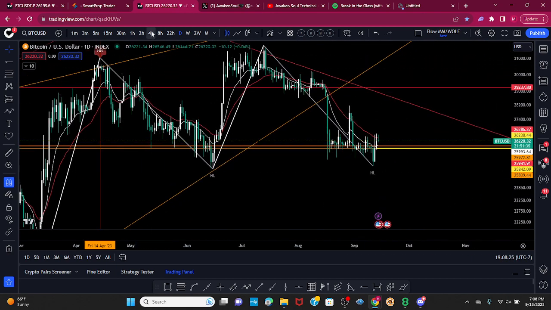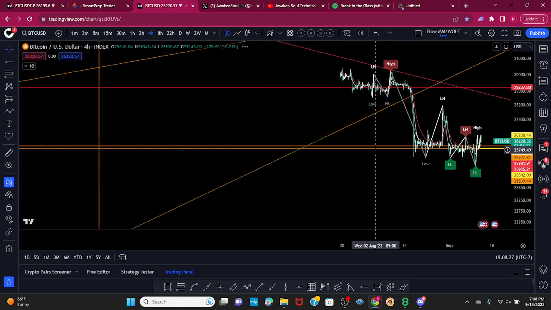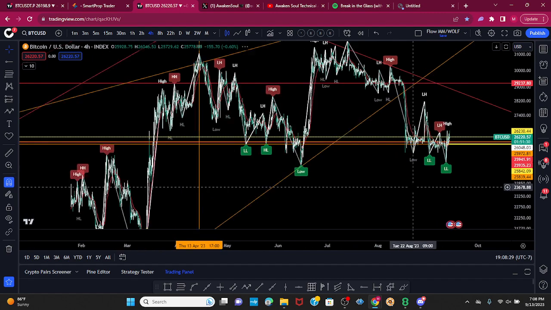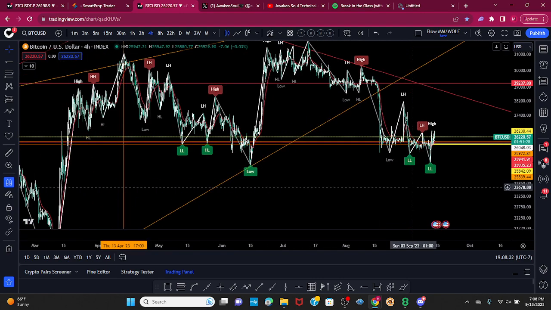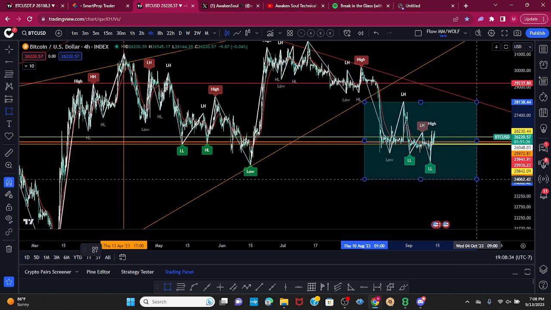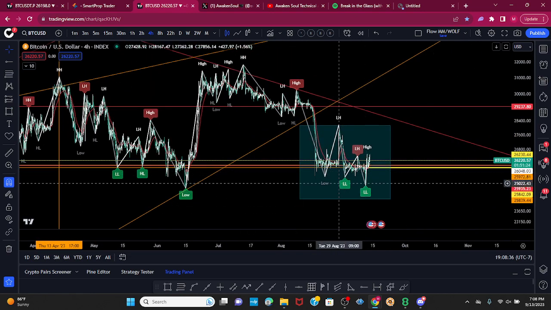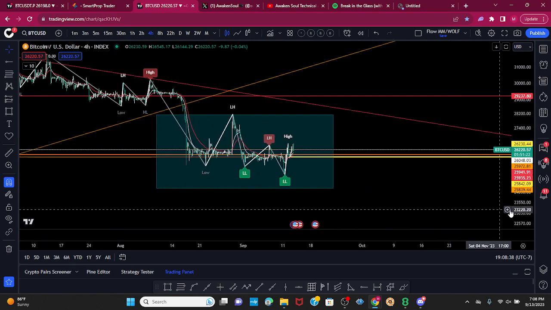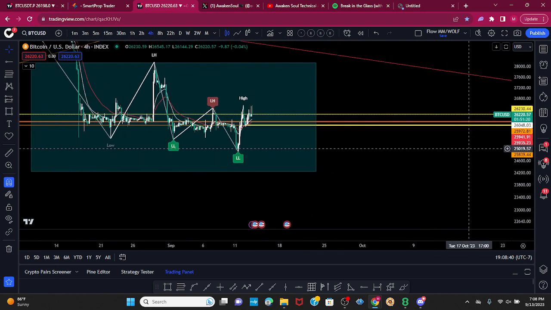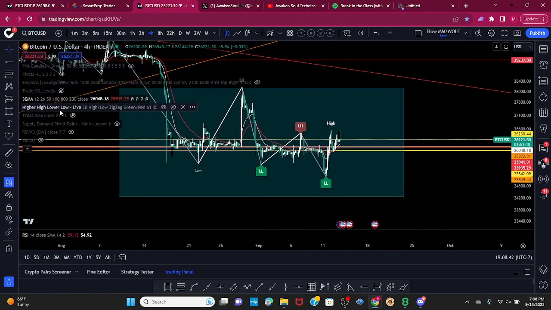Okay, so now let's move on to my 4 hours. In my 4 hours, let's find our contraction phase. Again, what is our contraction phase on my 4 hours? This is my contraction phase. So what pattern is my contraction phase doing? What do you see? Let's connect some trend lines. Again, that's why I love my higher high, lower low.